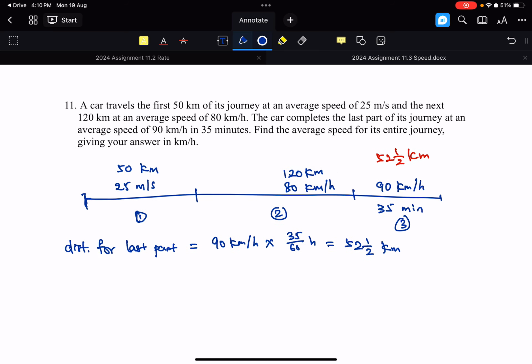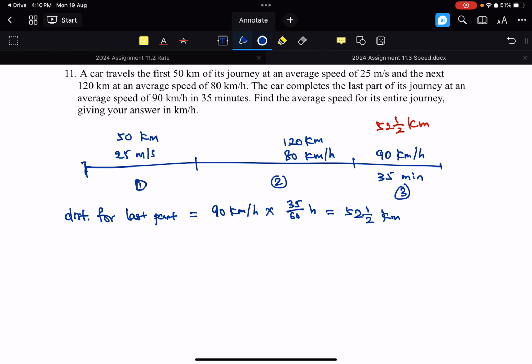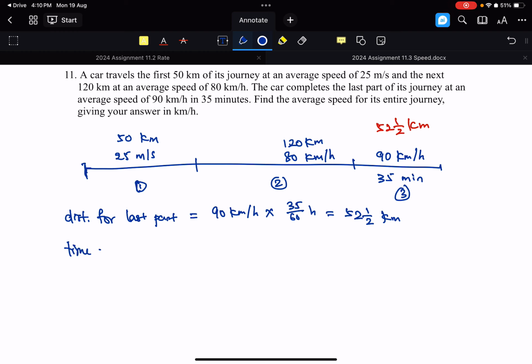Okay, now next we need the total time. So we need to find the time for the first part and the time for the second part. So time taken for first part, right, is going to be 50 kilometers divided by 25 meters per second. Now here's the thing, right? 25 meters per second, we need to be able to convert 25 meters per second into kilometers per hour so that we have consistent units. So how do we do that?